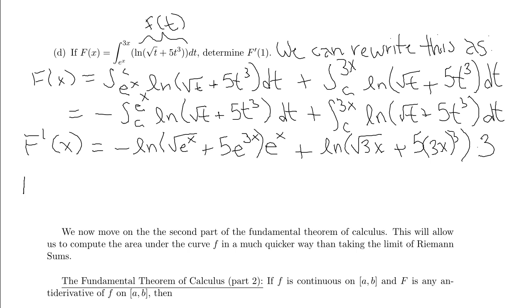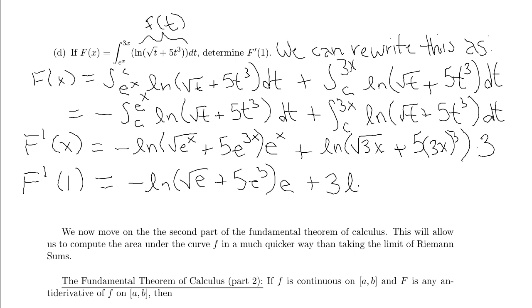So if I want to find big F prime of 1, like the question is asking, I just need to plug in x equals 1 now. So I'm going to have negative ln root e plus 5e cubed times e plus 3 times ln of root 3 plus 5 times 27. And whatever that equals as a number, that would be my answer.